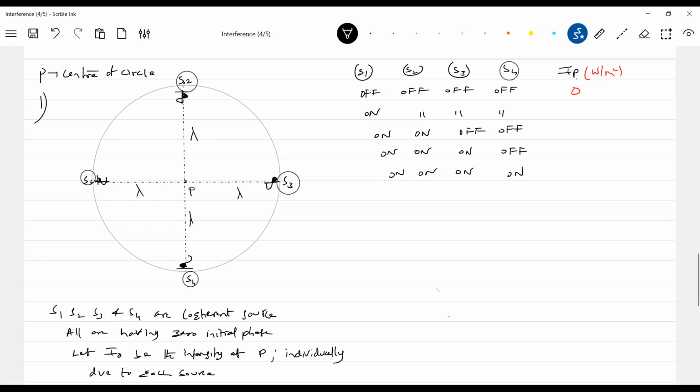Now, when only S1 is on, how much intensity should be? I naught, because all these are switched off. I'll stand at point P. The waves arrive here. The intensity at this particular point, let it be I naught. That's what I'm given. Then when S1 and S2 are on, what do you expect intensity here? 2 I naught? Anybody?